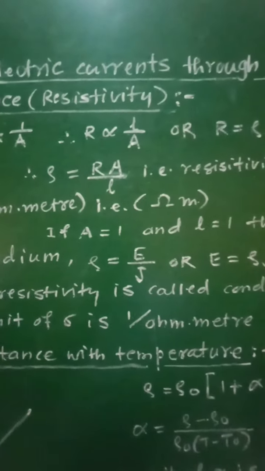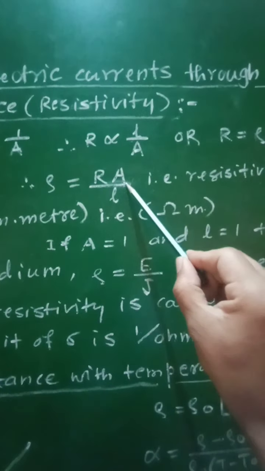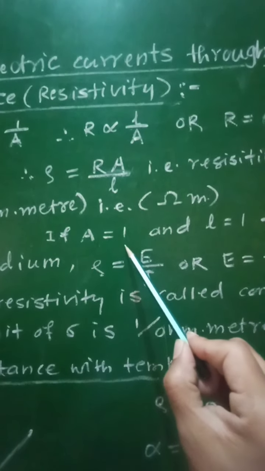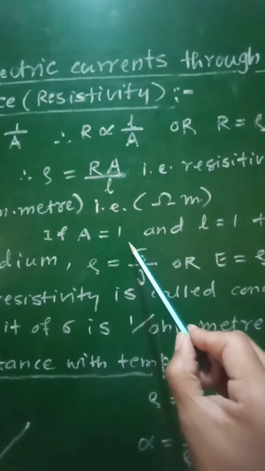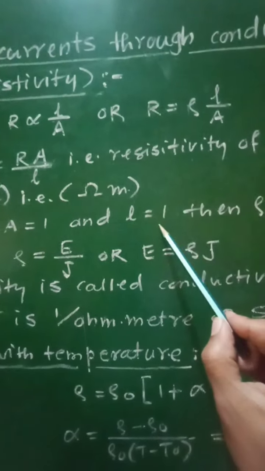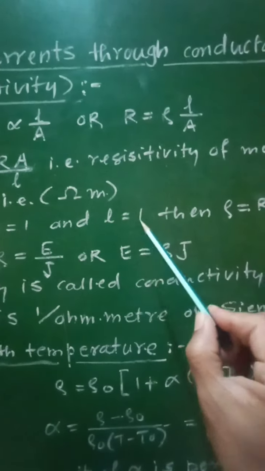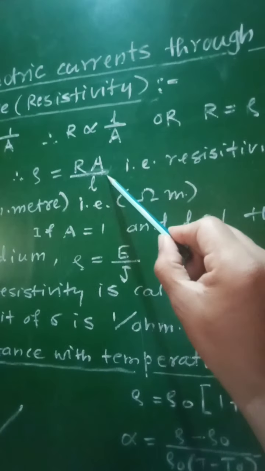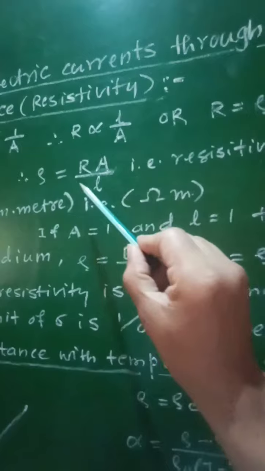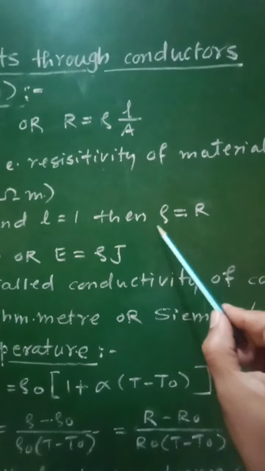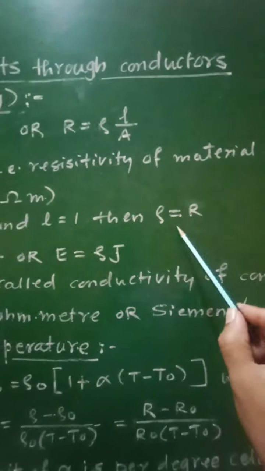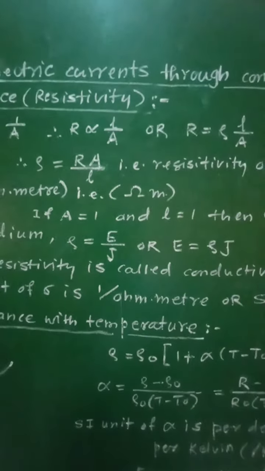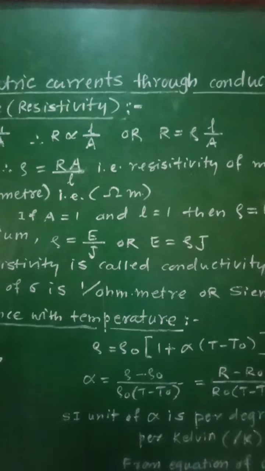Now, from this relation, if the area of cross section of that conductor is unity, that is equal to 1, it may be centimeter square or meter square, and L is also unity, that is 1 centimeter or 1 meter, then rho is equal to R. And therefore from this we can define the specific resistance or resistivity of any conductor.